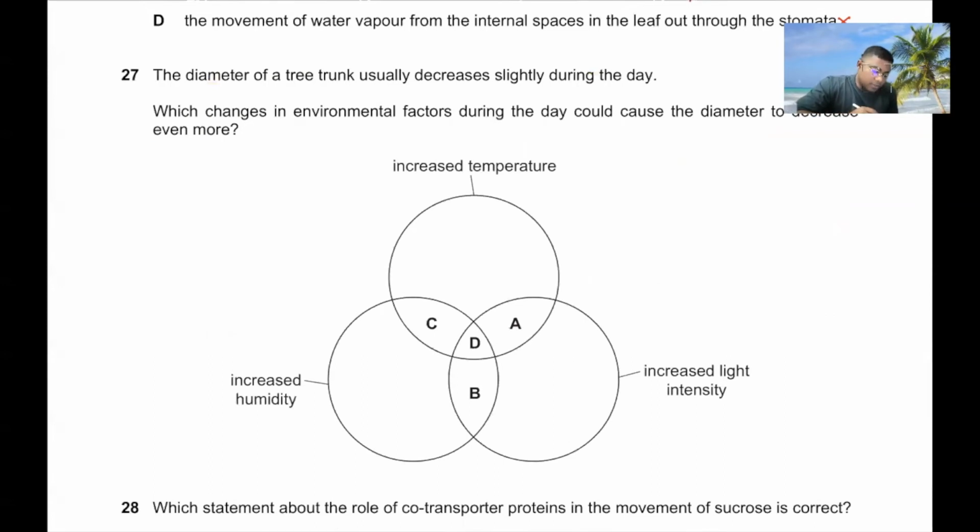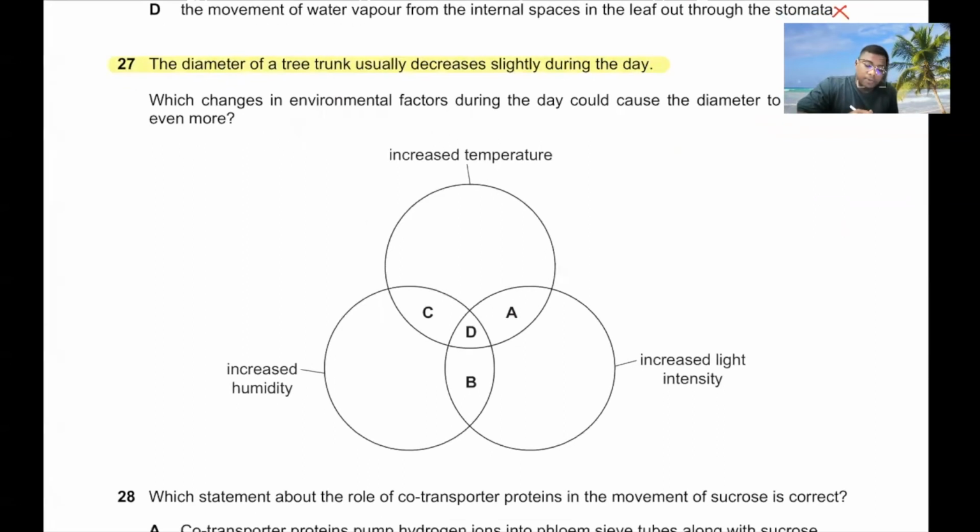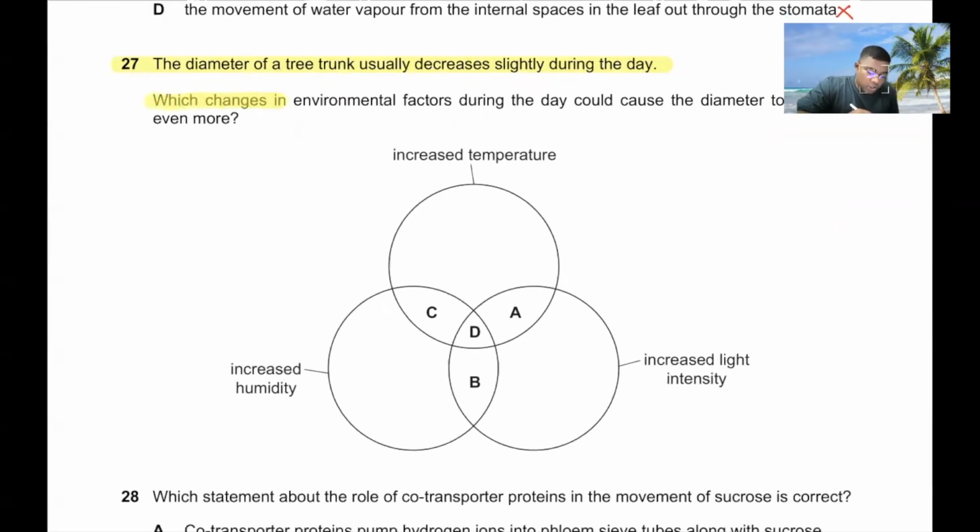Question number 27. The diameter of a tree trunk usually decreases slightly during the day. That's because of the transpiration pull. Which changes in environmental factor during the day could cause the diameter to decrease even more? So increased humidity, definitely not. If there is increased humidity, then less transpiration will occur. Increased temperature, yes. Increased light intensity, yes. So option A will be the correct answer. 27A.